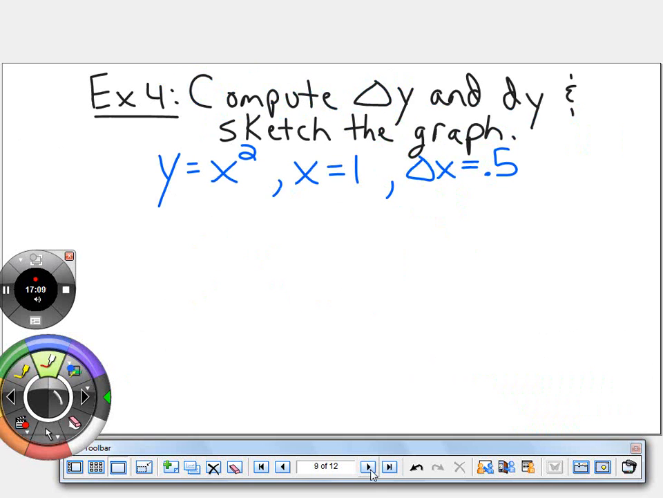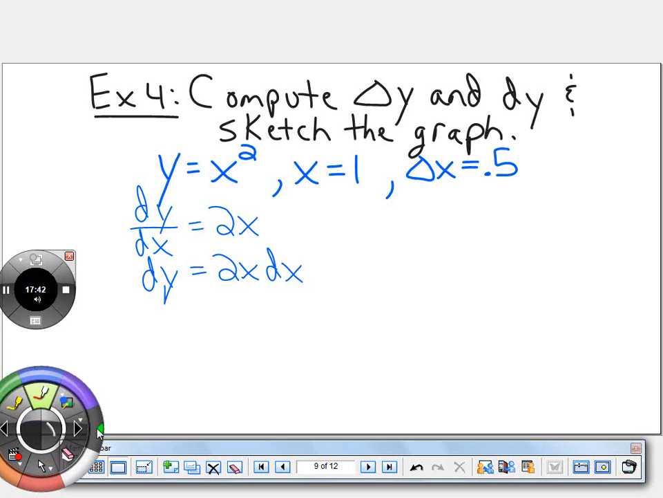All right. Compute the change in y and dy and sketch the graph. Okay, so first thing we have to do is we have to figure out the derivative. So we're just going to find the derivative. So we're just going to say dy dx equals, and that's 2x. And you can actually split up your dy and your dx. So you can multiply both sides by dx. So you'd have 2x dx. And then you're basically going to go ahead and plug in a 1 for the x. So we plug in a 1 for the x.